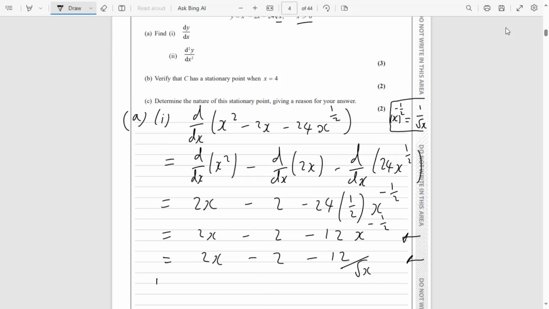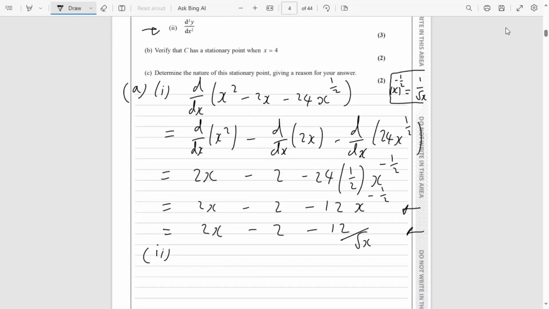Okay, so now we're going to go to part 2 of the question. Now we want to find d2y over dx squared, which just means differentiate again. This notation just means we differentiate our derivative again. So now our d squared y over dx squared is just differentiating our result that we got in part 1 of the question. So we're going to differentiate 2x minus 2 minus 12.